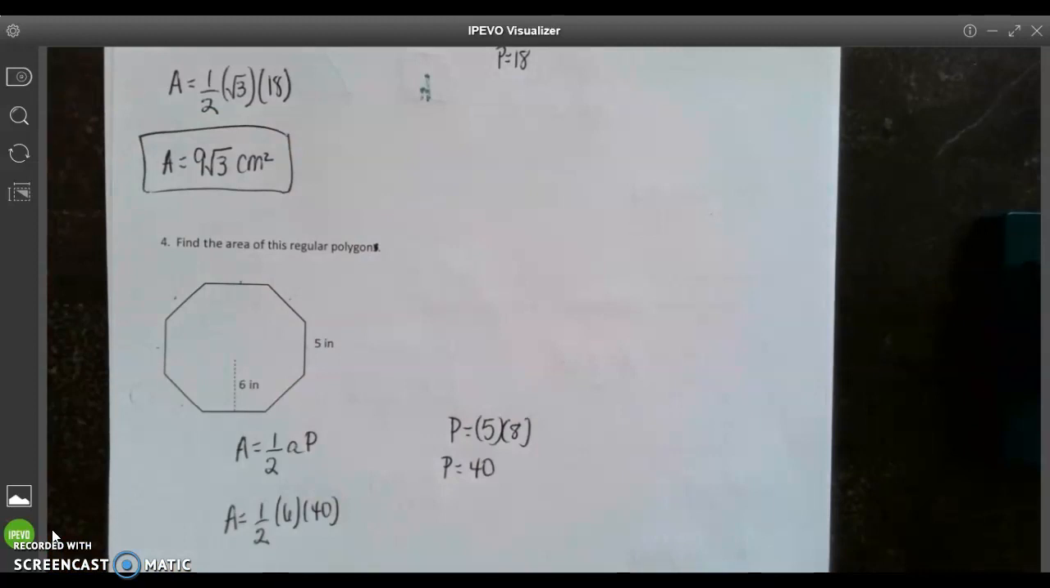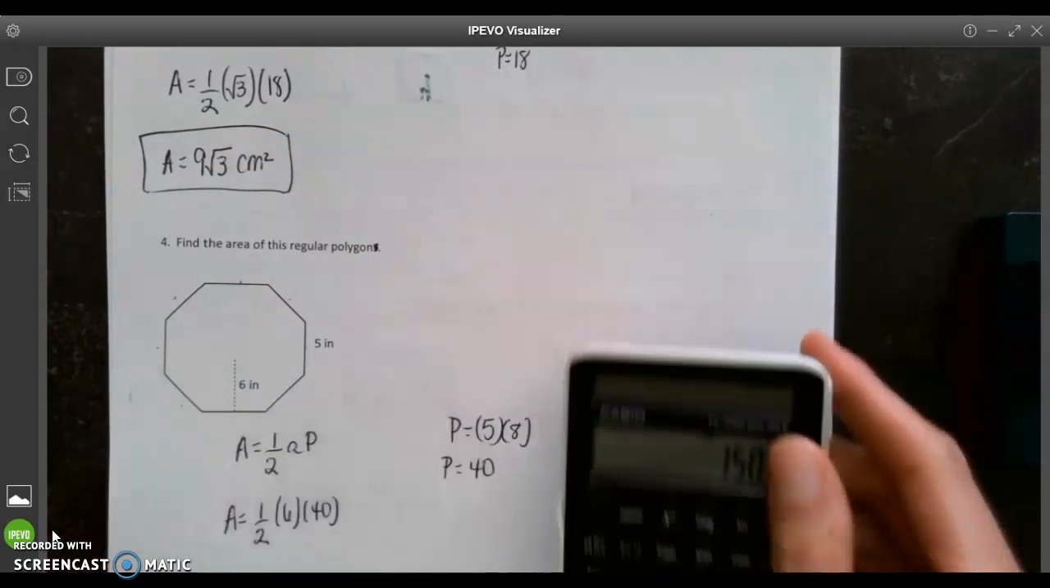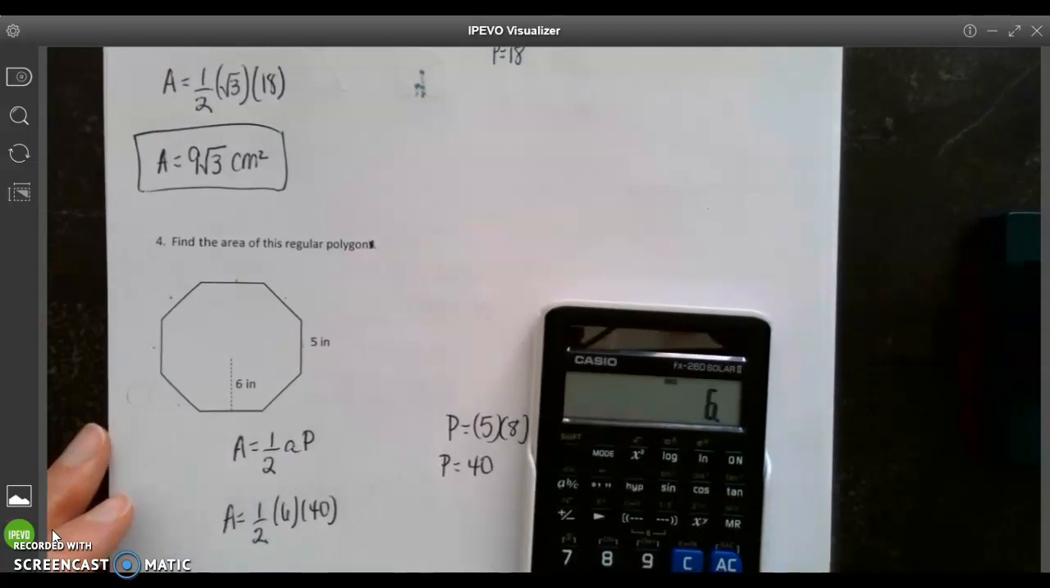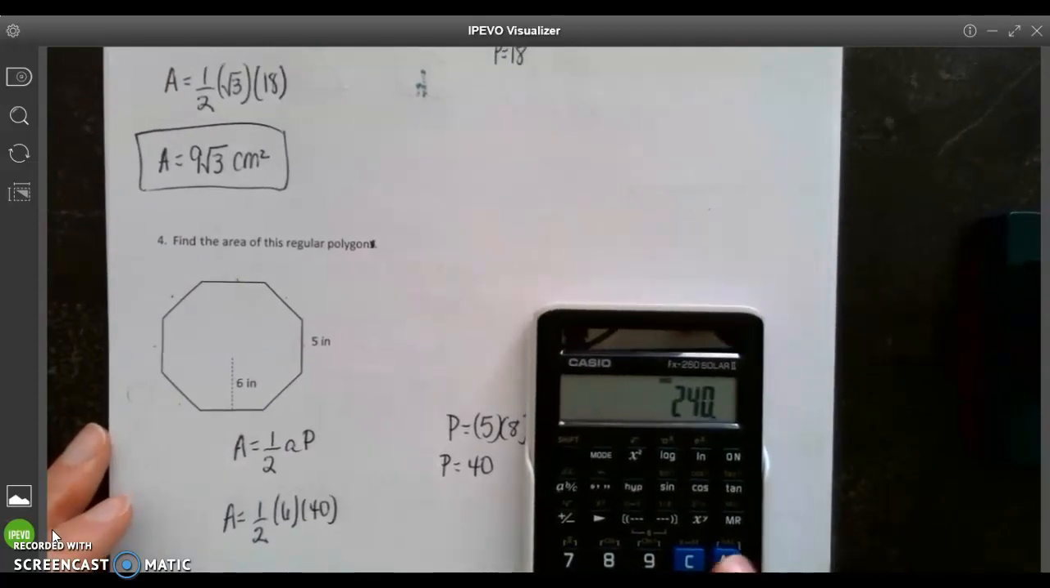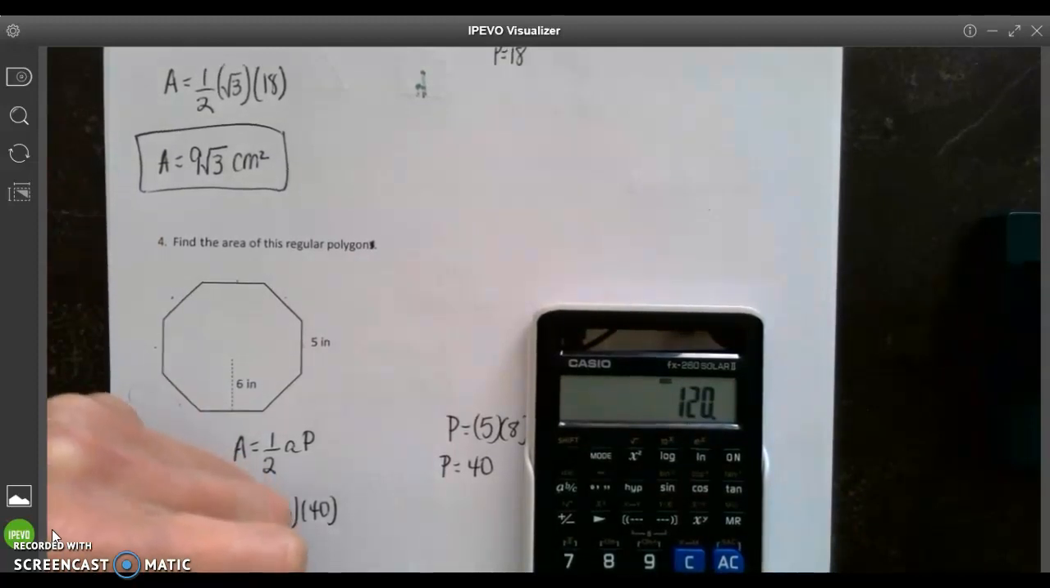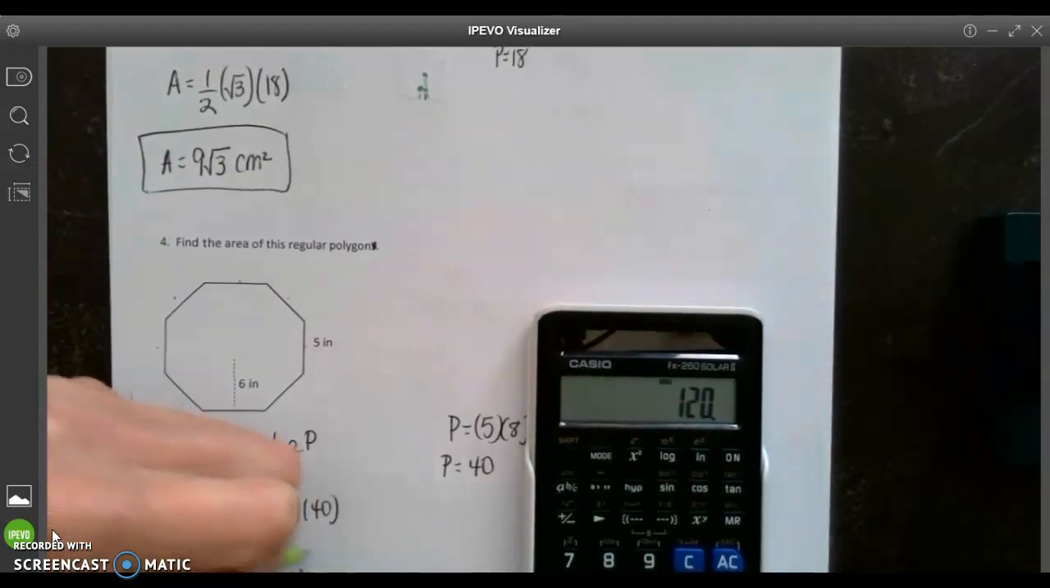So 1/2, 6 times 40. I'm going to take 40 times 6 to get 240. I want half of that, so divide by 2, and area equals 120 inches squared.